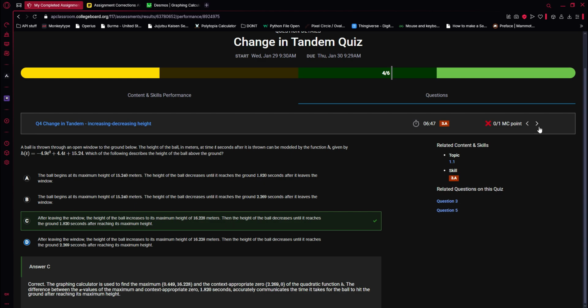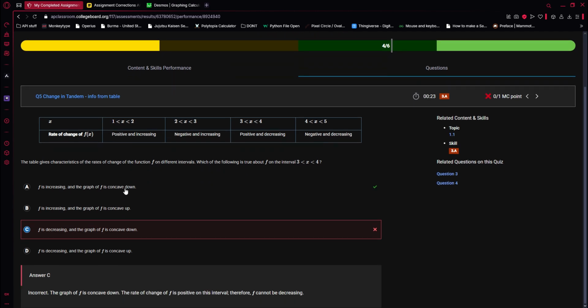Okay, next one. The table gives characteristics of the rates of change of the function f on different intervals. Which of the following is true about f? Notice how it says f. It doesn't say which of the following is true about the rates of change. Which of the following is true about f, sorry. On the interval 3, 4. So really, we don't have to look at anything else but this interval right here.